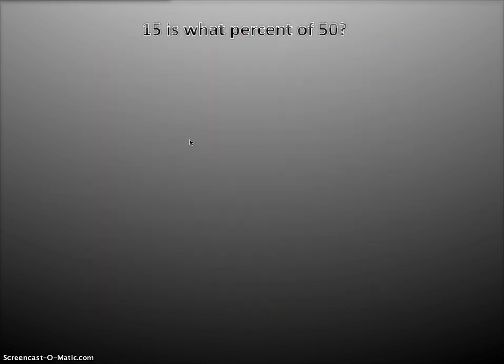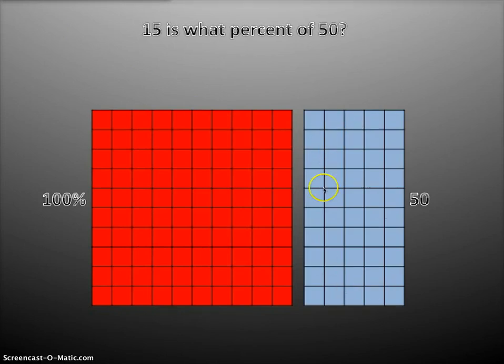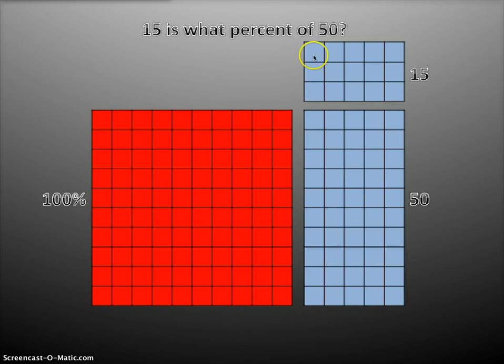Next we have 15 is what percent of 50? We start with our total percent in the bottom left corner. We put our total number in the bottom right corner. We put our change in number, or 15, in the top right corner. And we can see what is missing is the change in percent. So how do we find out what the change in percent is?